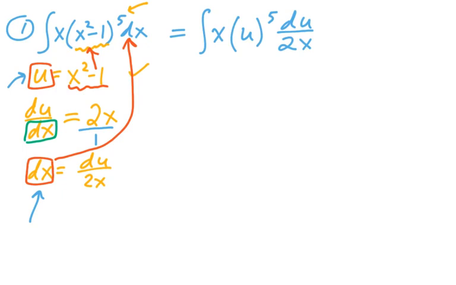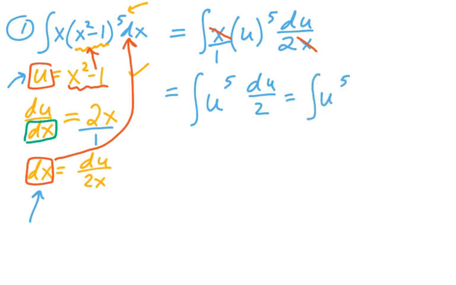But the problem is I still have x's and u's, and I really can't have two variables. I need to get only u's. So look and see what happens. Let's just simplify a little bit of algebra here inside the integral. And I've got an x and an x that divide and cancel. So this is looking a little bit more like the integral of u to the 5th times du over 2. Well, that du over 2 is really just like saying I'm multiplying by a half. So this is really the integral of u to the 5th times 1/2 du.